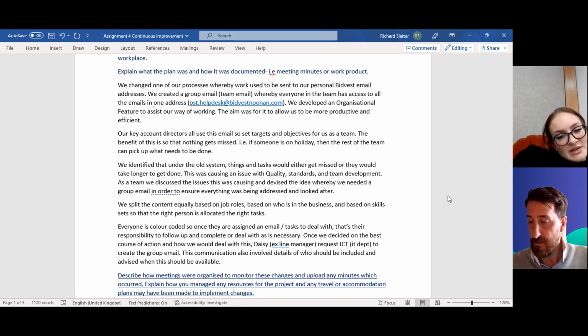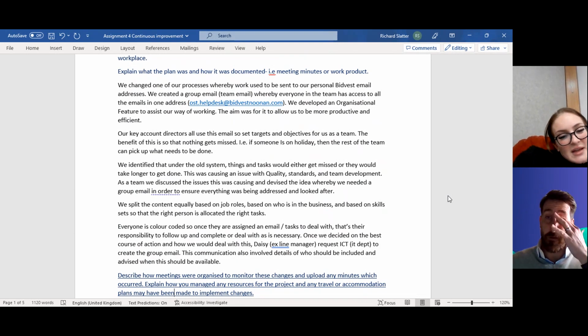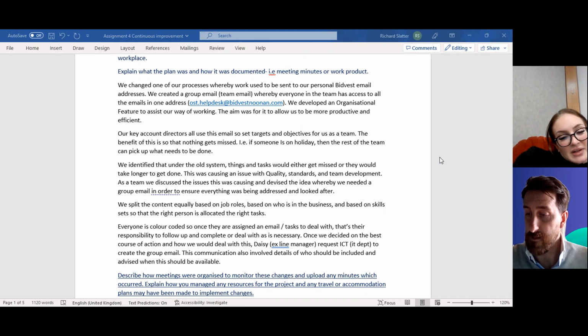Our key account directors all use this email, so they basically set targets and objectives for us as a team. The benefit of this is so that nothing gets missed, i.e. if someone is on holiday or someone's on sick, then the rest of the team could pick up what needs to be done. We identified that under the old system, things and tasks would either get missed or they would take longer to get done.